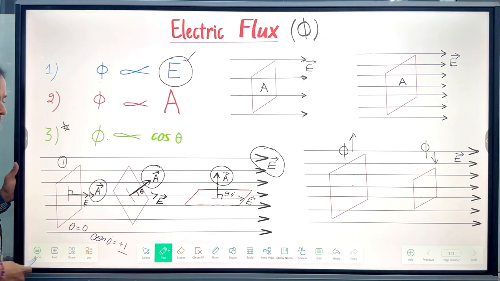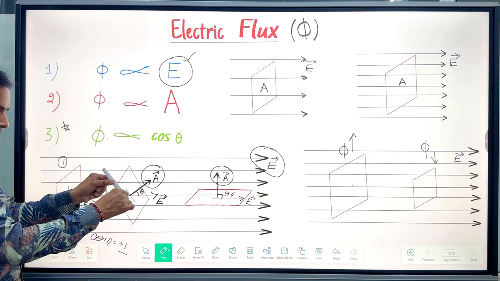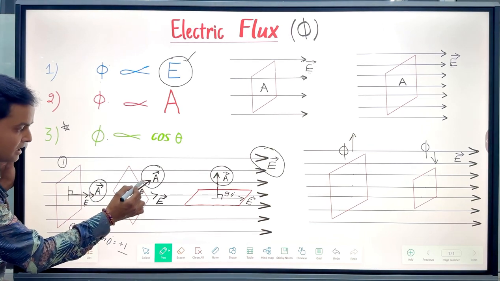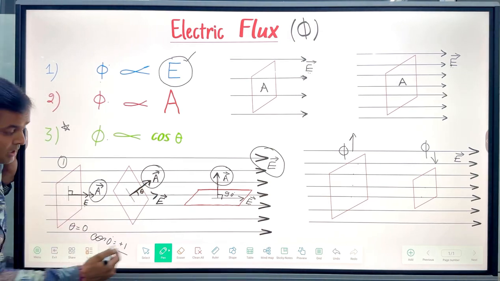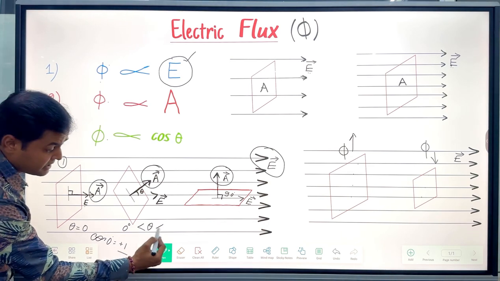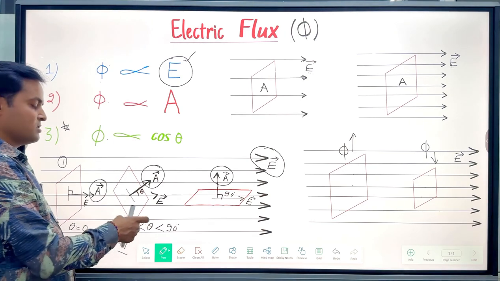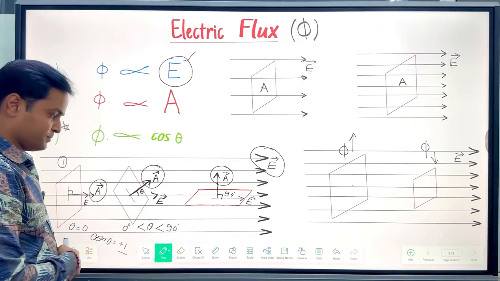In the second diagram, we see that if the surface area is tilted, then the area vector also tilts. In this case, the angle between area vector and electric field intensity is an acute angle. Acute angle means the angle is greater than 0 and less than 90. In this case, the value of cos theta lies between +1 and 0.